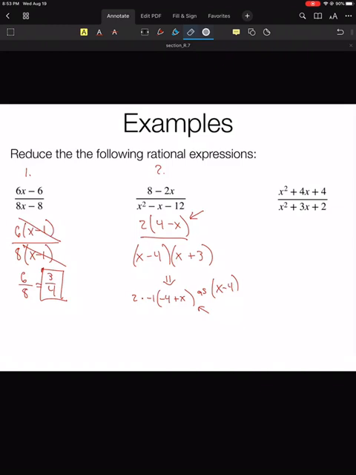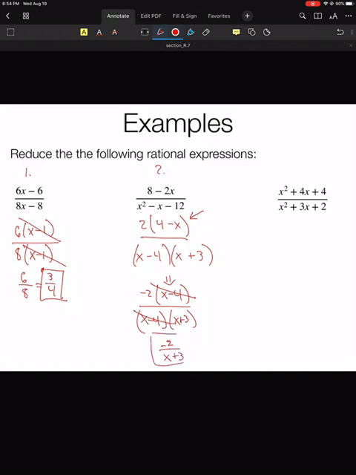So what I really have, if I sort of simplify all of that, is -2 times x minus 4 over x minus 4 times x plus 3. And so we see that x minus 4 is common to both the top and the bottom, and what I'm left over with is -2 over x plus 3. That is the final answer. Okay, so that's number 2.